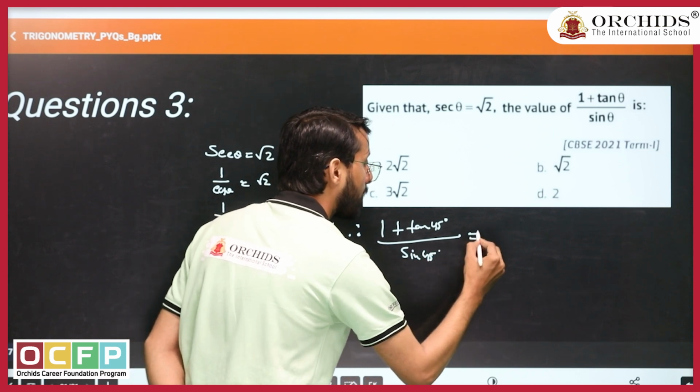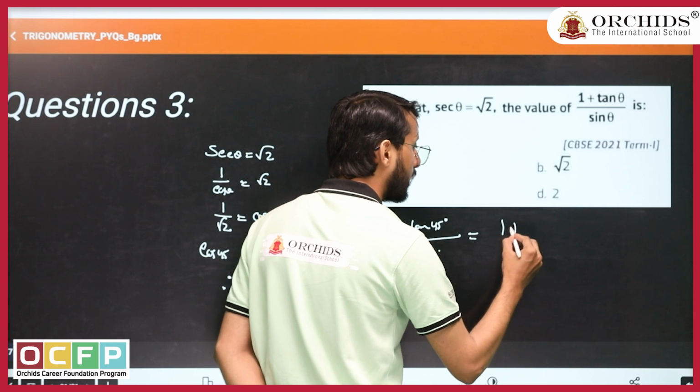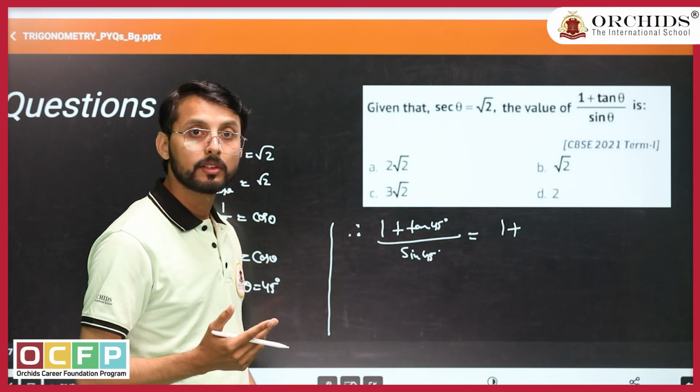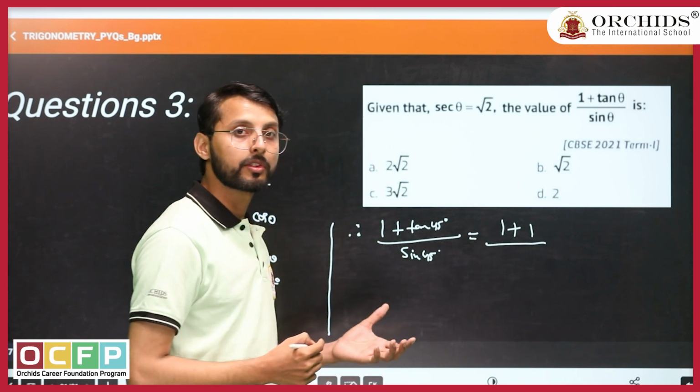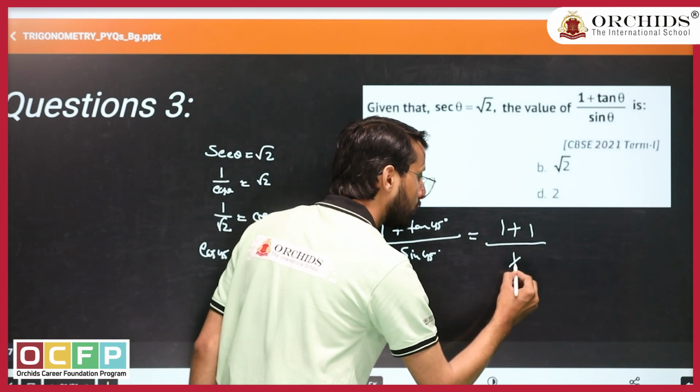Now, if you remember the value, 1 will remain 1. What is the value of tan 45, guys? The value of tan 45 is 1. And what is the value of sin 45? It is 1 by root 2.